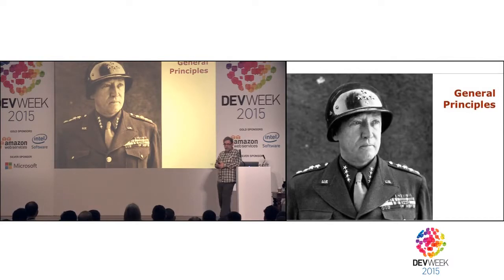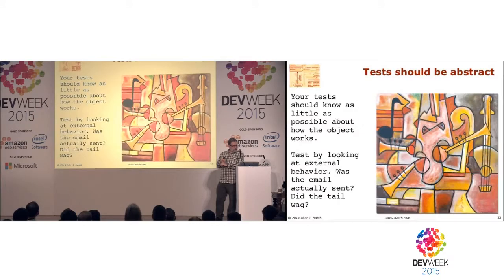So just to finish up the formal discussion, we have a set of general principles that are of interest here. The tests should be as abstract as possible. You want to be testing by looking at external behavior. Now, of course, if you're testing against an interface, you have no choice because there is no internal yet. So you want things to be very abstract.